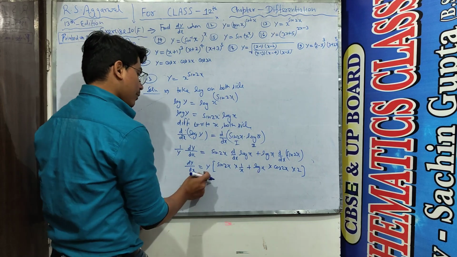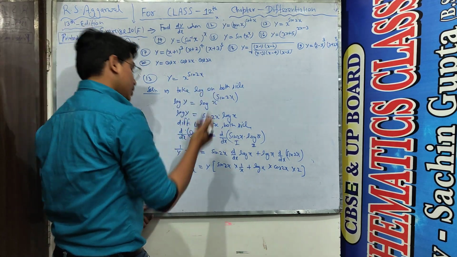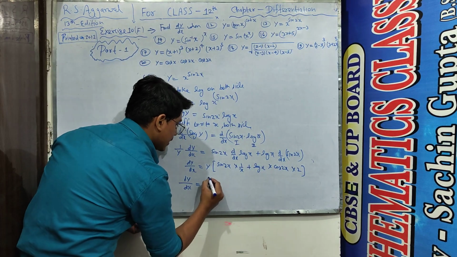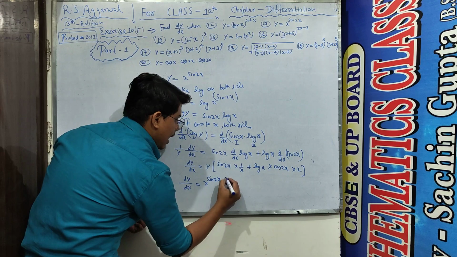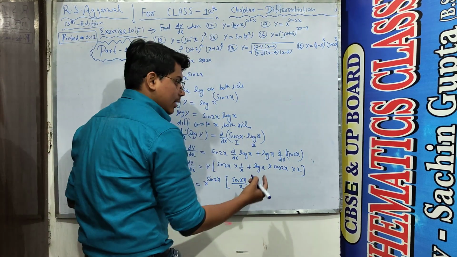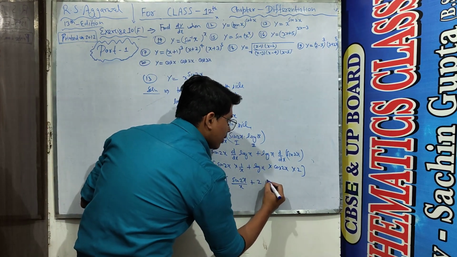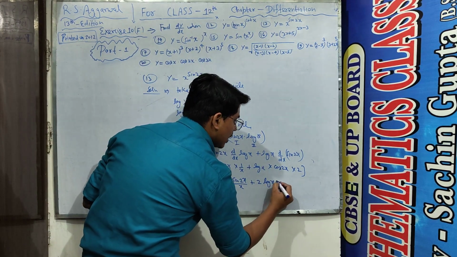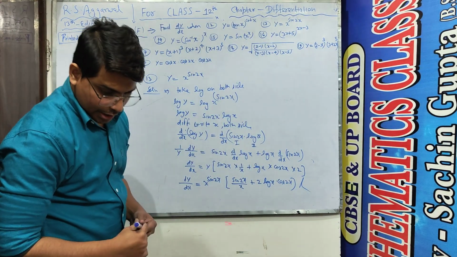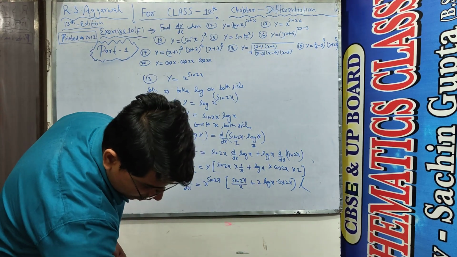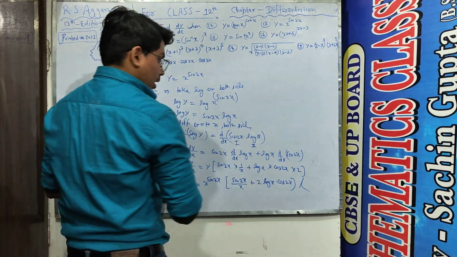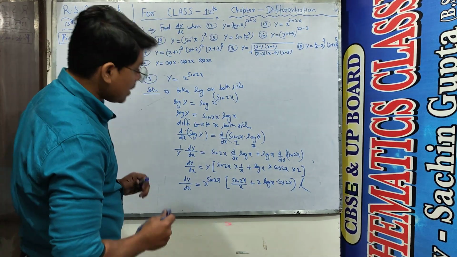Now I put the value of y which is given in the question, that is dy by dx equals x raised to the power sine 2x, and this can be written as sine 2x whole divided by x, and this 2 I write before the log x into cos 2x. This is our answer of question number 13: x^(sin 2x) times (sin 2x upon x plus 2 log x cos 2x).